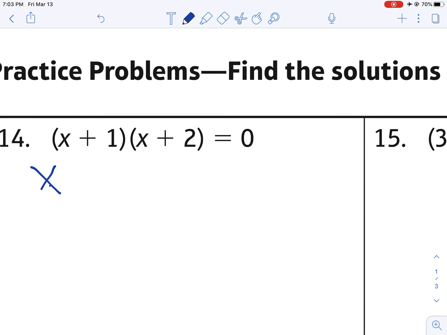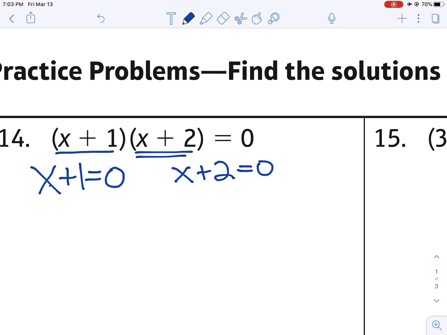What it means is I take what's in the first set of parentheses, I set it equal to 0. I take what's in the second set of parentheses, I set it equal to 0. Now, why can I do that? Well, if the first factor was 0 and it was multiplied by the second factor, we would get 0. If I had 0 on the second factor and multiplied it by the first factor, we would again get 0. I'll show you what I mean. If I subtract 1 from both sides, I get x equals negative 1. On this one, I get x equals negative 2. That means we have two choices to make this equation 0.